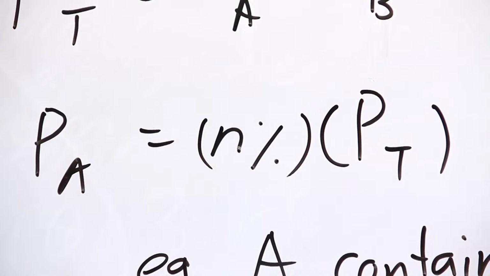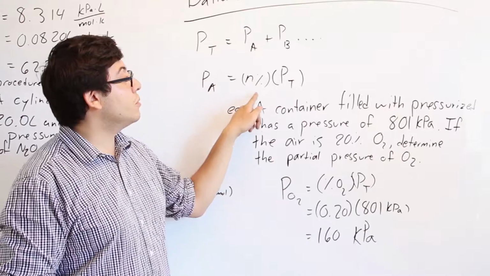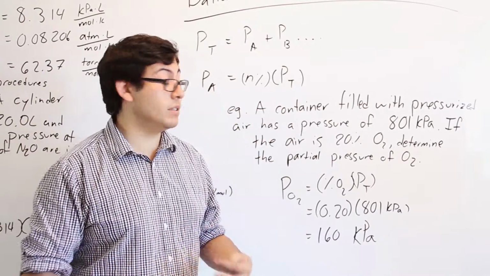You can also rearrange that and get the partial pressure of any one gas, PA, is equal to the mole fraction of that gas times the total pressure in that cylinder.